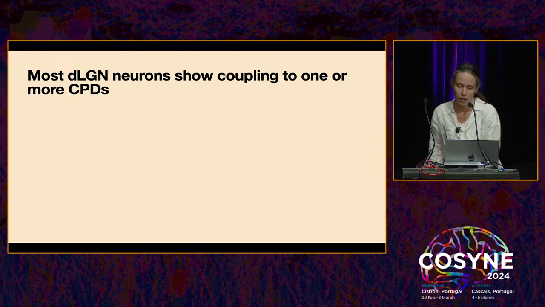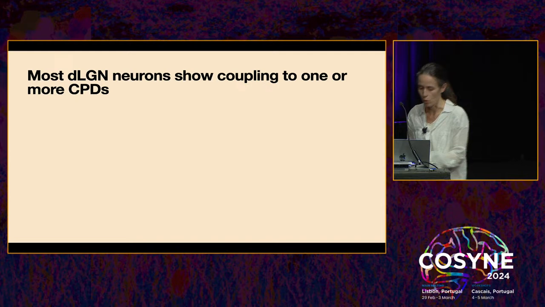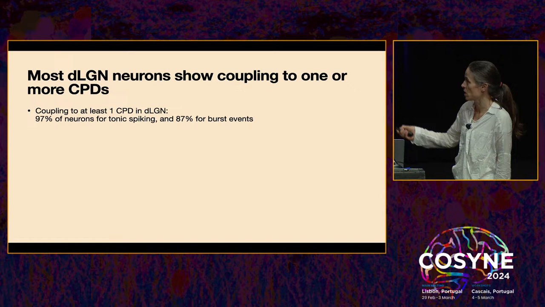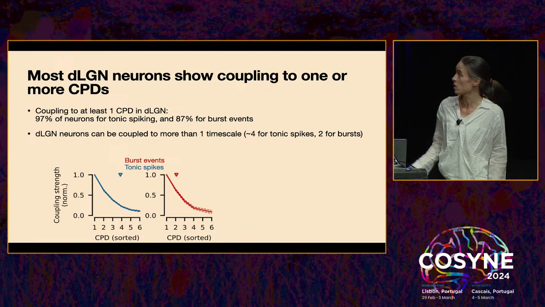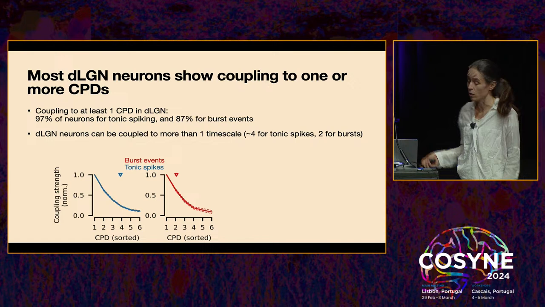What is interesting is that these individual LGN neurons can show coupling to one or more of the component pupil dynamics. So we find coupling to at least one of these CPDs in 97% of neurons for tonic spiking and 87% for burst events. And like I said, the activity of these LGN neurons can be coupled to more than one timescale. So on average, we find coupling to about four timescales for tonic spikes and two for bursts.